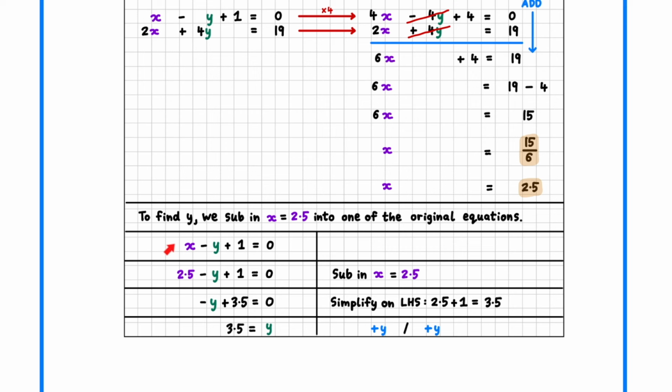To find y, we sub this value into one of the original equations. From here, we add 2.5 and 1 to get 3.5. Then we add y to both sides.